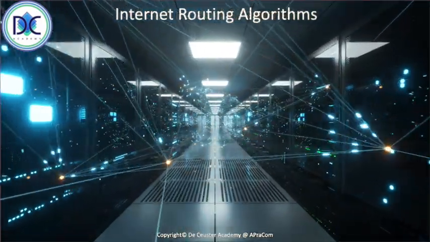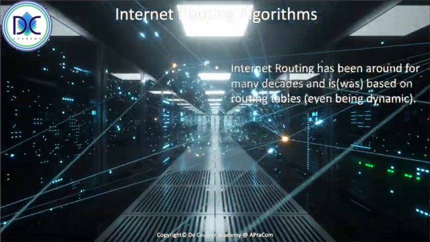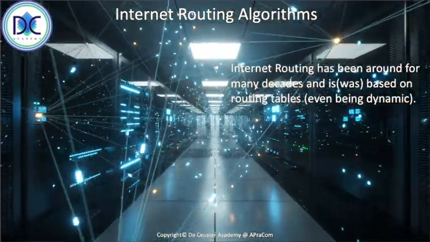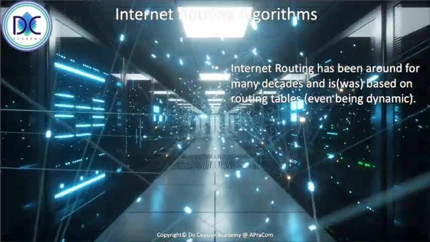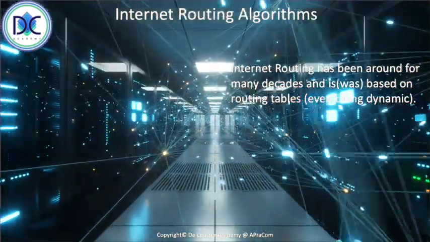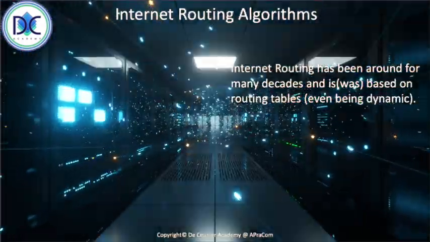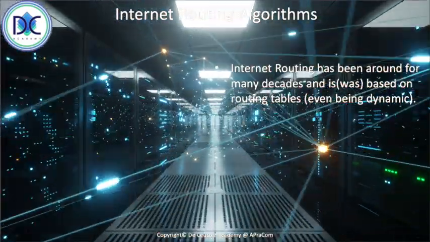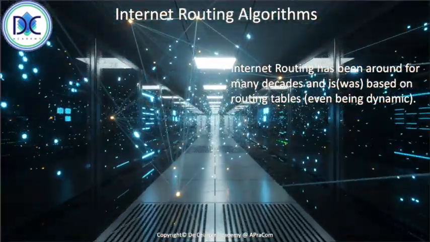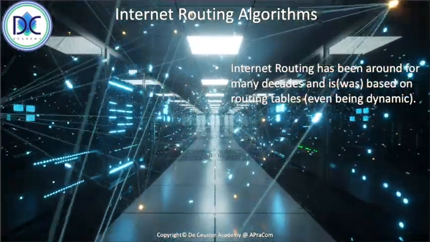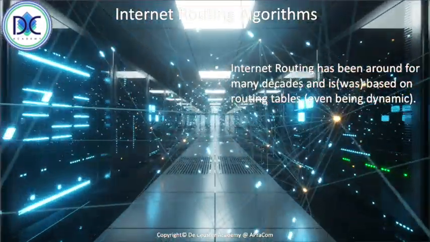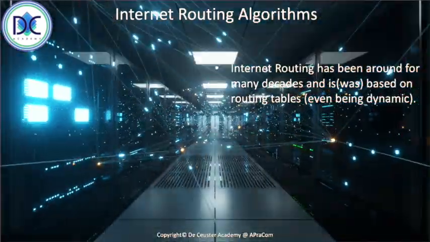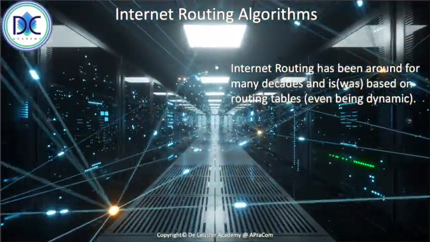A very important application also is about internet routing algorithms. Internet can be very dynamic. We know that internet routing has been around for many decades, and it is and was based on routing tables. Routing tables could be dynamic, finding the next hop, the closest link, or the shortest route between 2 points. That's an application which has been already available for many years. It was applied in many Cisco applications and in other routers.